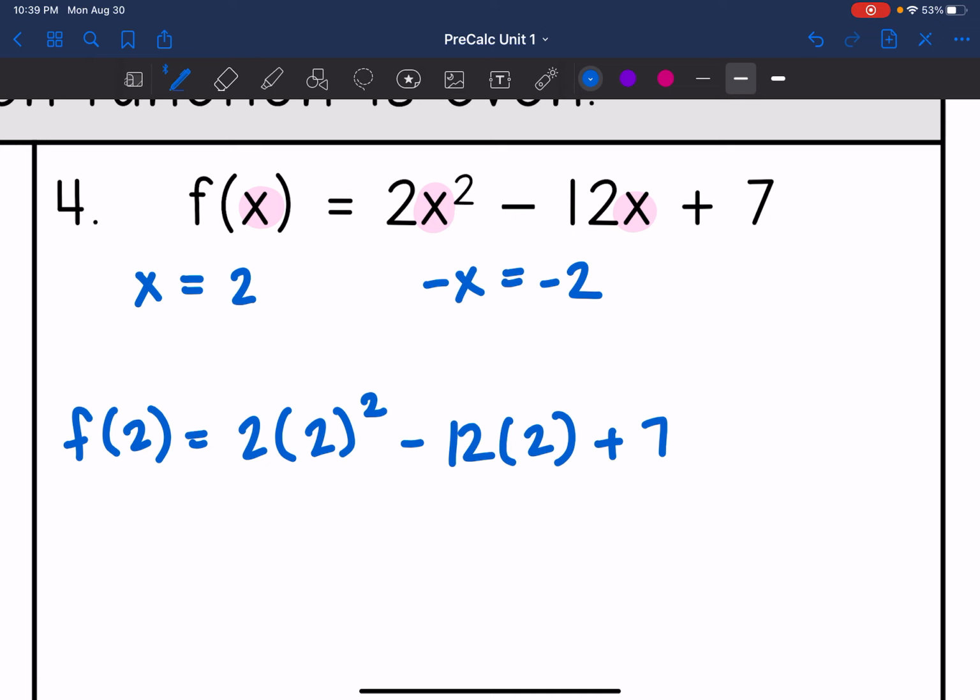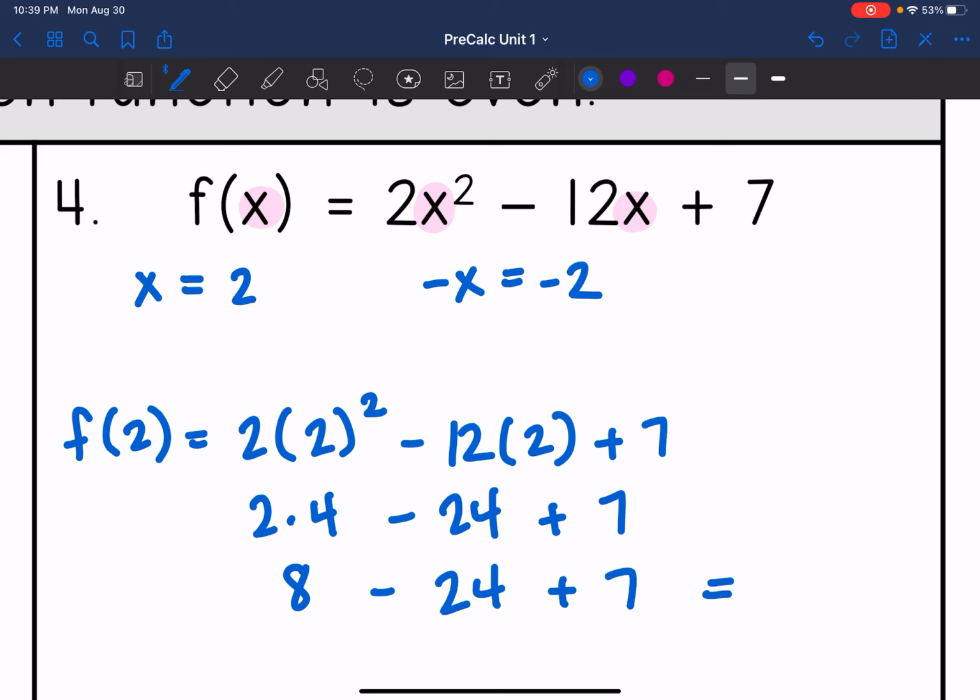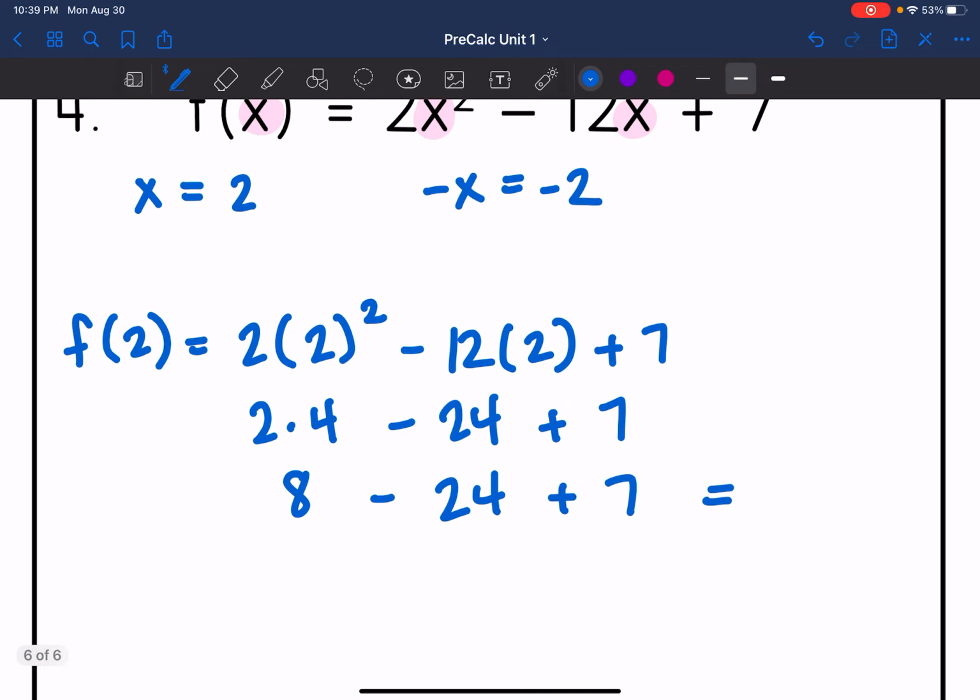Okay, so I'm going to try to simplify as I go. So I know that 2 to the second power is 4. 12 times 2 is 24. And then I still have my plus 7. 2 times 4 is 8. Okay, so if I have that all together, 8 minus 24 is negative 16. But then plus 7 is going to be negative 9.